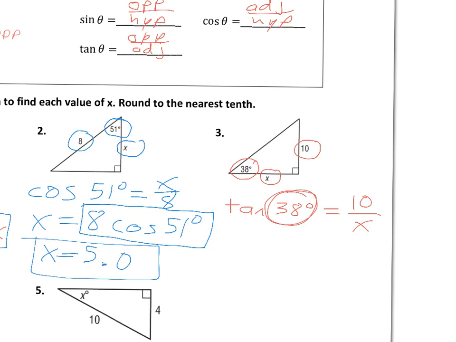Okay, it's hard to solve for something that's in the denominator, so we're going to get it out of the denominator by multiplying to the other side. And we're trying to get x alone, so we divide by tan 38. 10 divided by tan 38 equals 12.8.